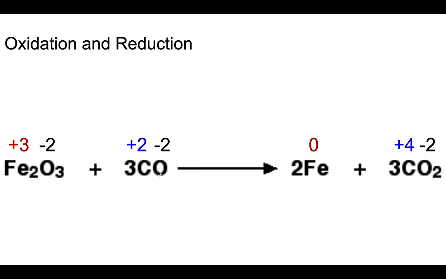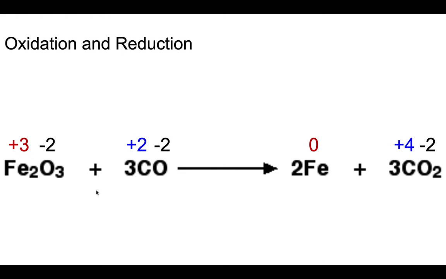We know oxygen's negative 2, this carbon must be positive 2. We've got a pure element here, no charge. It's got an oxidation number of 0. And again, oxygen's negative 2. We've got 2 of them, so we need a total of 4 positive charges from this carbon. And I've color-coded these so that the red numbers go with the iron, the blue go with the carbon, and the oxygen oxidation number is black because it's not changing. It's neither being reduced or oxidized here.